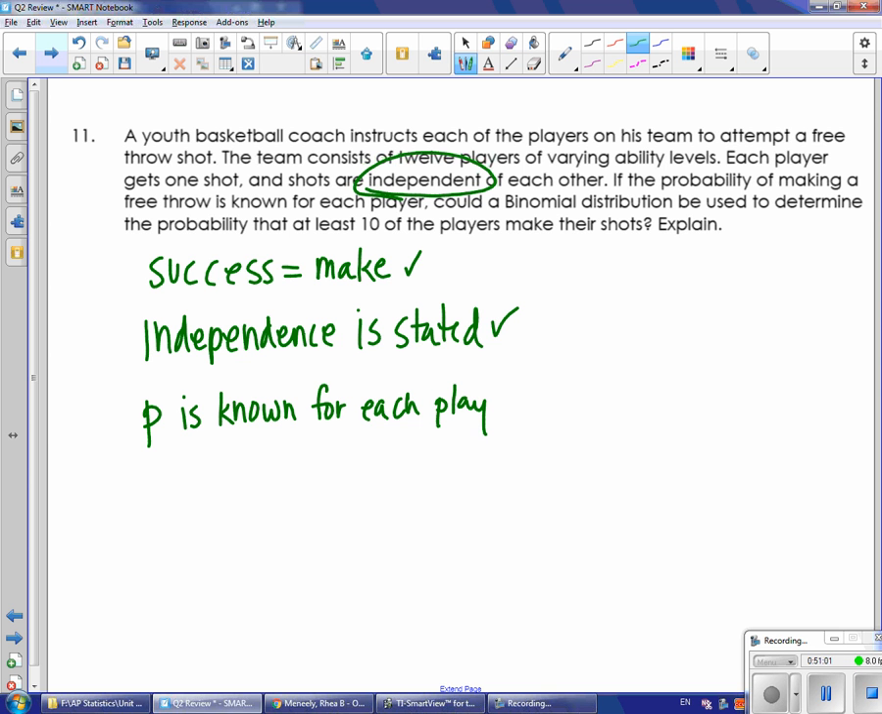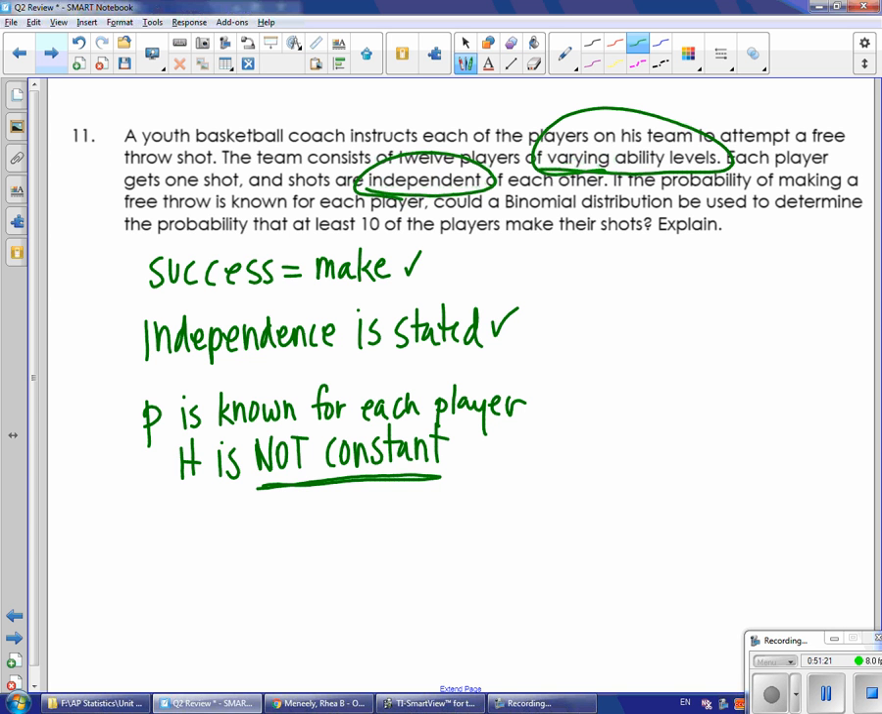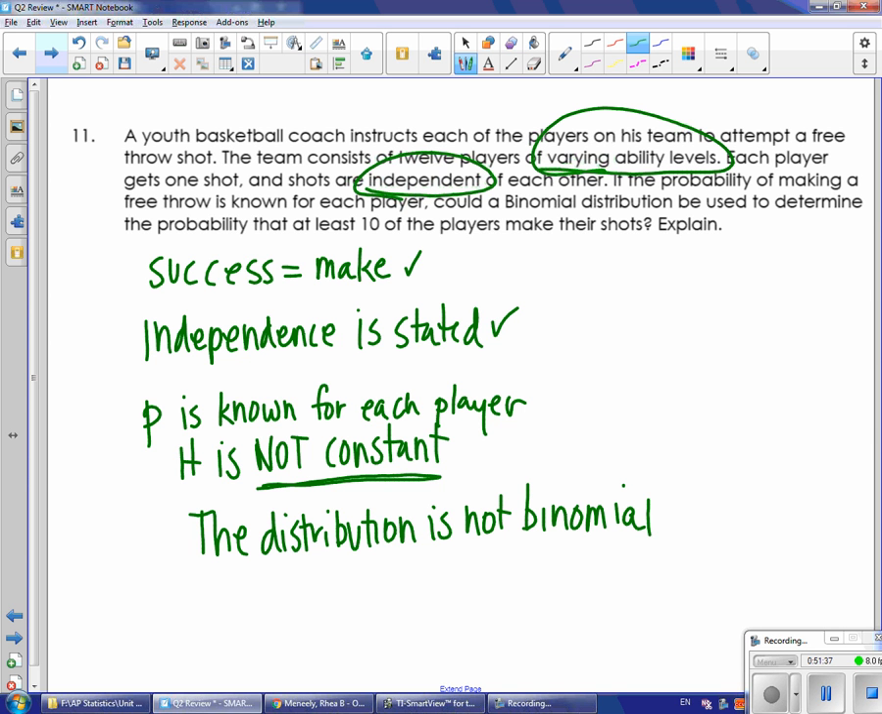And we're also told that the players have varying ability levels. So what that tells me is that while the probability of success for each player may be known, it's not constant, because it's going to depend on the ability level of the player. And so for that reason, the distribution is not binomial. Okay, I do have a fixed number of trials. In this case, we're looking at 12 players.